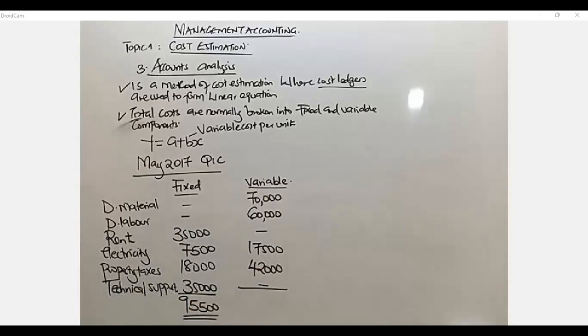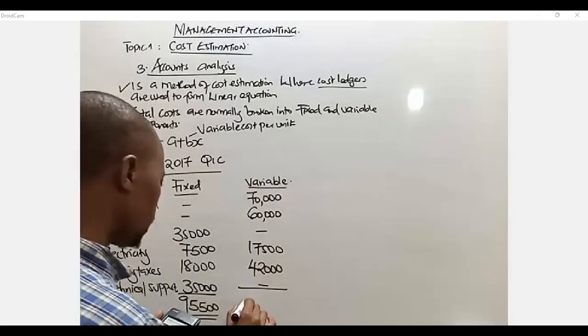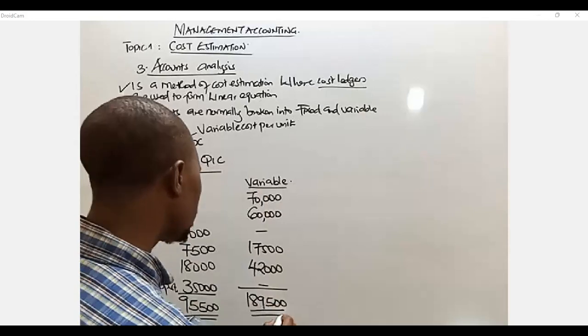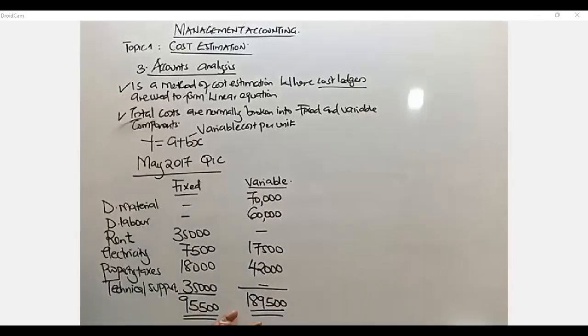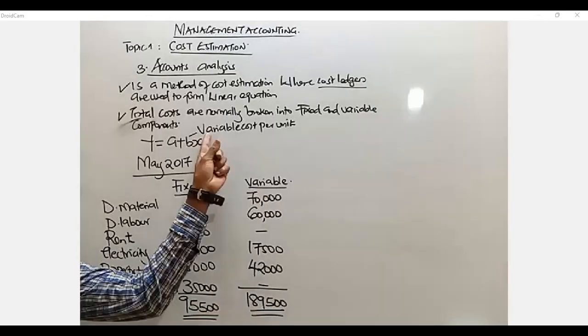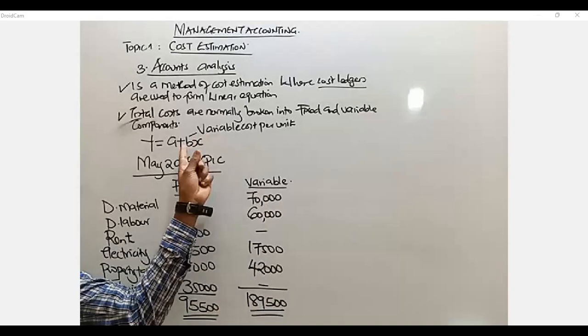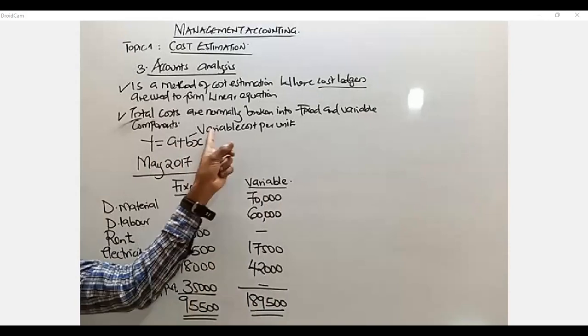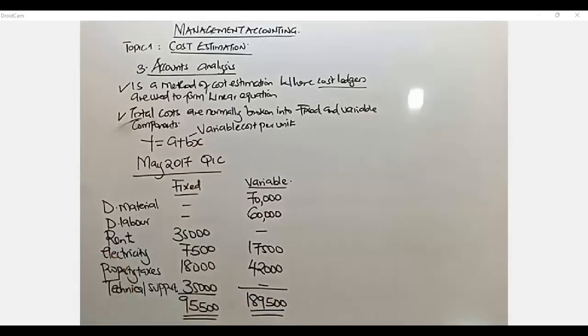What about the variable costs? 70,000 plus 60,000 plus 17,500 plus 42,000. I'm supposed to be getting around 189,500. And I said some students may work up to this point, but they fail to get the whole of the question. Why? Because they forget that we don't expect you to have the total variable cost. What we need under our equation should be the variable cost per unit. So how am I going to be getting it?